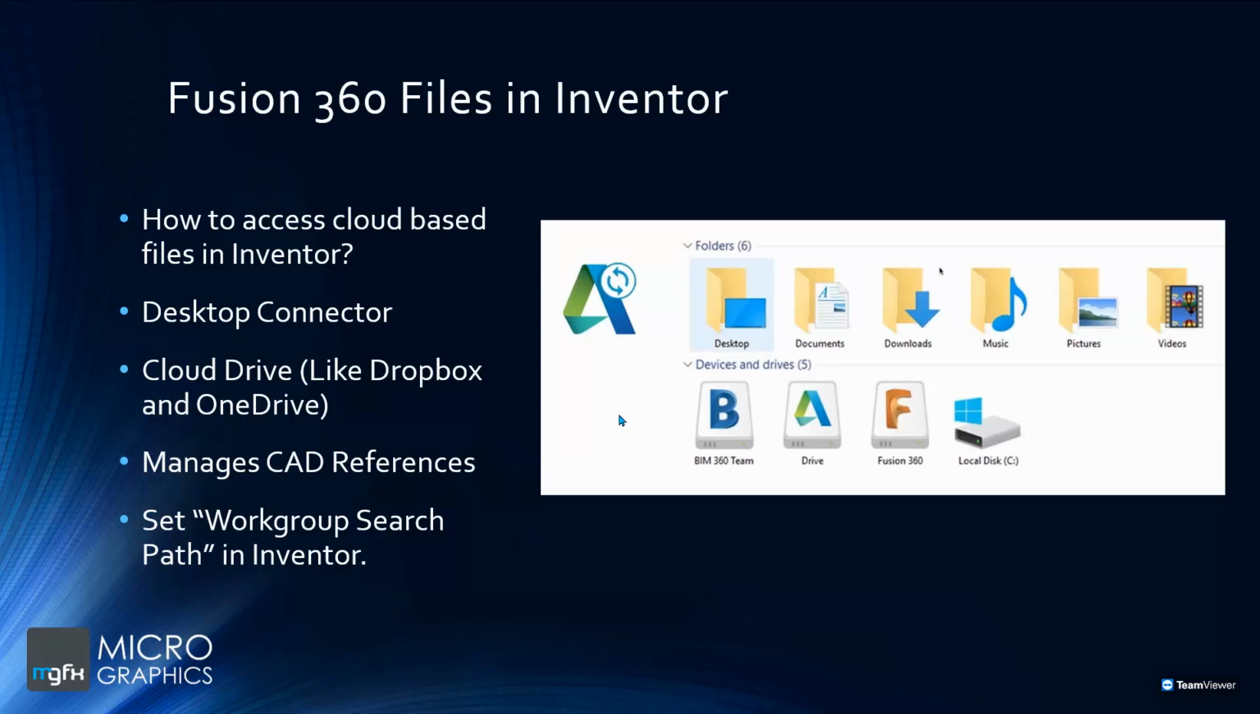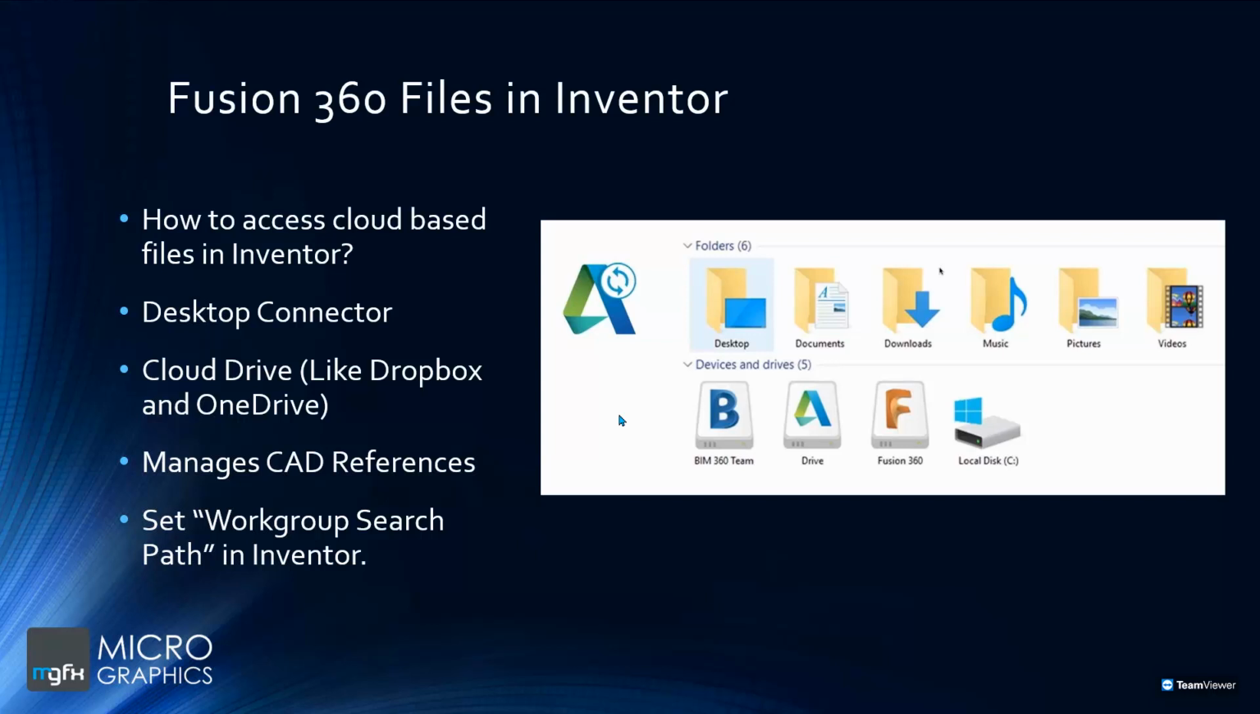But now, what happens when you want to use those Fusion 360 files in Inventor? You want to have an Inventor user access those Fusion 360 files. Step one would be to add that user to a specific project that they need access to, and then that user would have access to those cloud-based files. So how do we get access to those cloud-based files in Inventor? This is where the Autodesk Desktop Connector comes in.